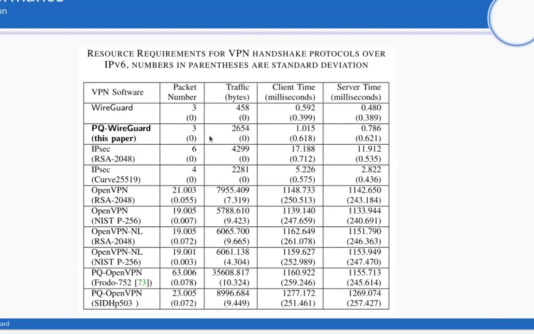We transmit more traffic because post-quantum public keys and ciphertexts are larger, but that is not why post-quantum WireGuard runs slower than the original WireGuard. In our experiments, the bottleneck of both WireGuard and post-quantum WireGuard is actually public key crypto operations. So we expect that further optimization of the post-quantum crypto implementation can further close this performance gap.